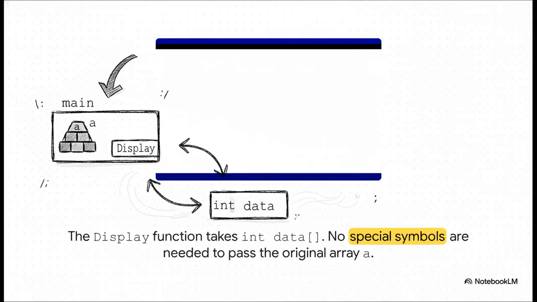And you can see here just how simple it is in the real world. In our main program, we've got our array. When we want a function like display to do something with it, we just pass it the array. That's it. No special symbols, no weird syntax. C++ just handles the whole pass-by-reference thing for you, totally behind the scenes.